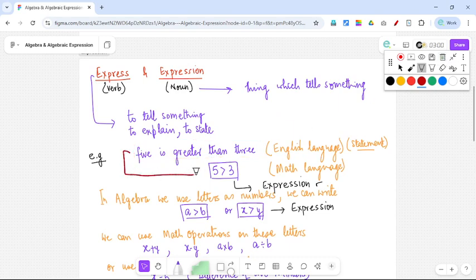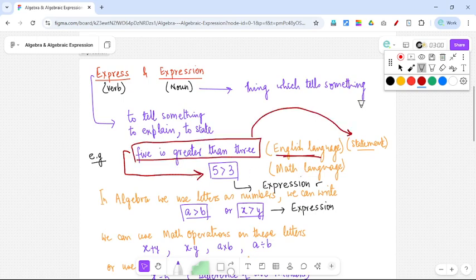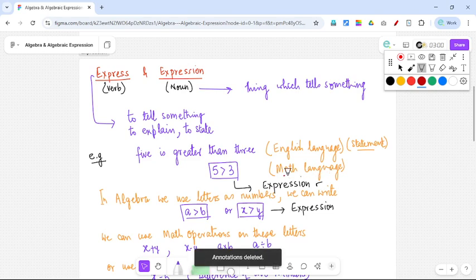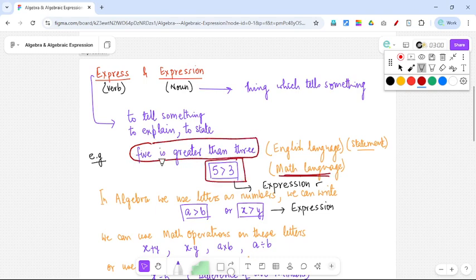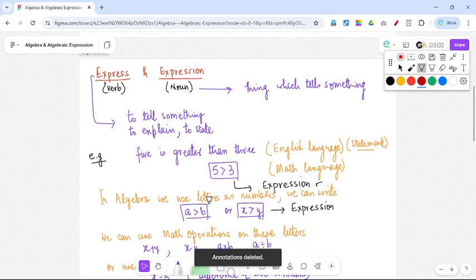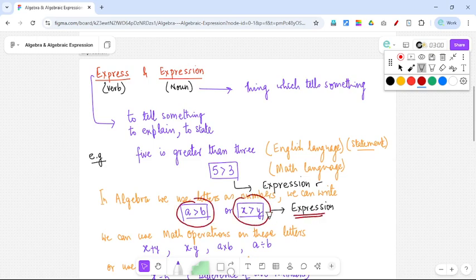This expression, 5 is greater than 3, we can write in math language. So in math language we can write it by this expression. So we have converted this statement into a mathematical expression. Now since in algebra we use letters as numbers, we can write letters as numbers. I can say A is greater than B, or X is greater than Y. So these are also expressions, and these will be known as algebraic expressions. They are telling us something, that one number, which is A, is greater than B.